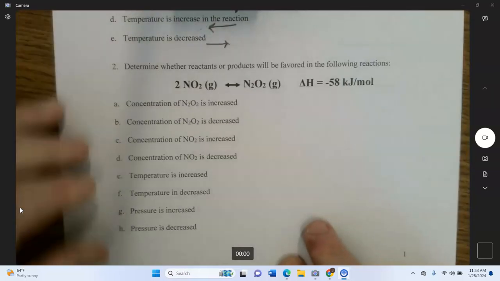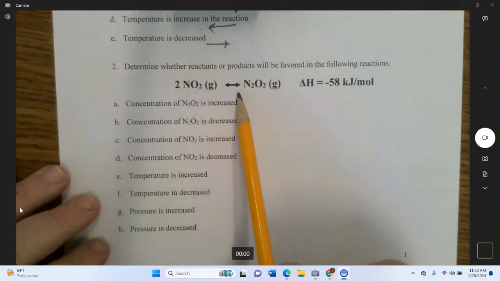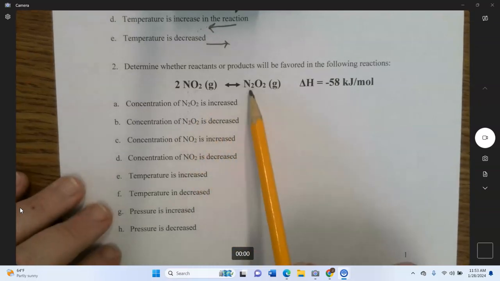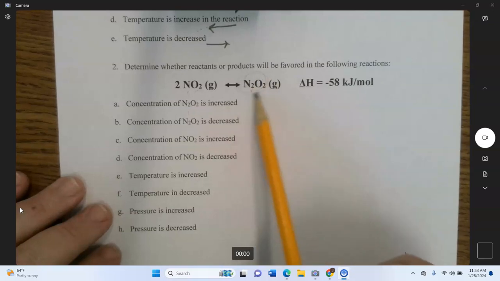All right, come down here. We have 2NO2 produces N2O2. So concentration of N2O2 increases. This side becomes more crowded.